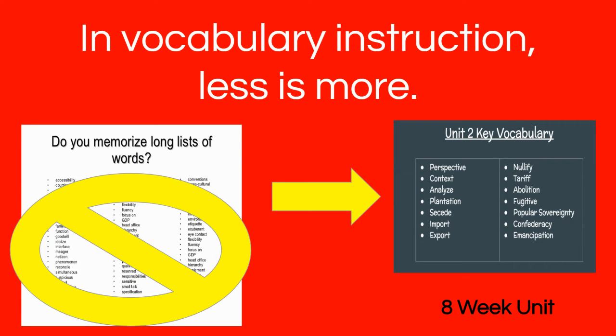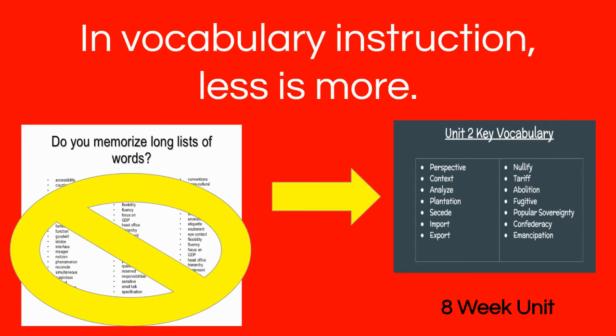The first piece is selecting that really essential vocabulary. And we know that in vocabulary instruction, less is more. We've really moved away from giving kids long lists of maybe 30 to 40 words for a unit and trying to really hone in on the most essential words for them to master. So we've gone from these long lists of all the possible words we might want them to know to a short list. And here's an example of what it looks like in 8th grade social studies.